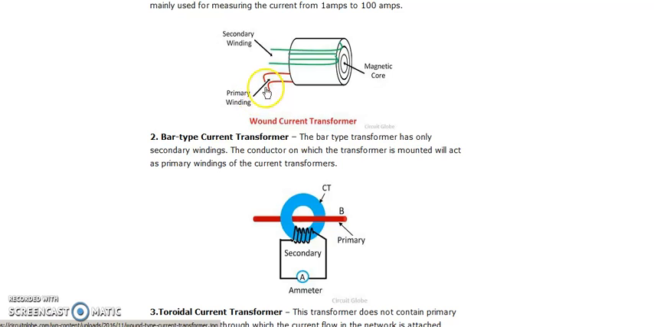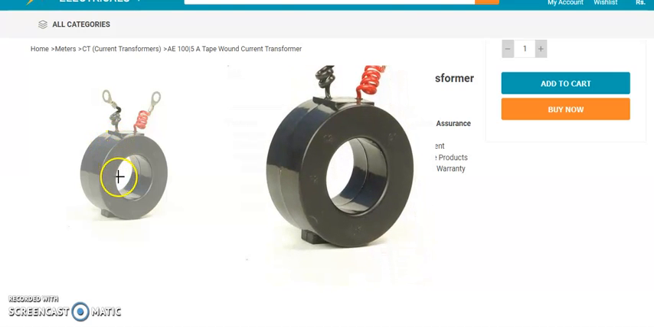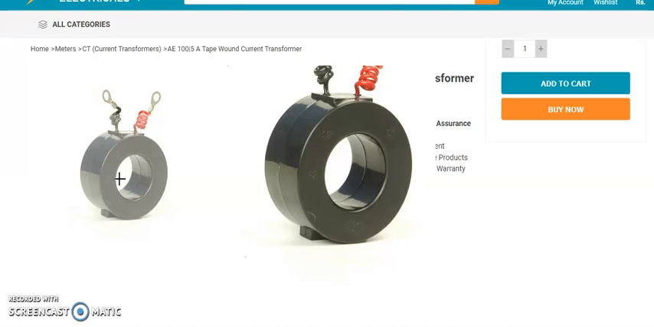Okay, so the primary winding is connected in series with the circuit where you are going to measure the current, and the secondary winding is there over here, which shows you the reduced form of the current in the secondary winding. It looks somewhat like this. See, it is one more way of representation of your wound type current transformer.